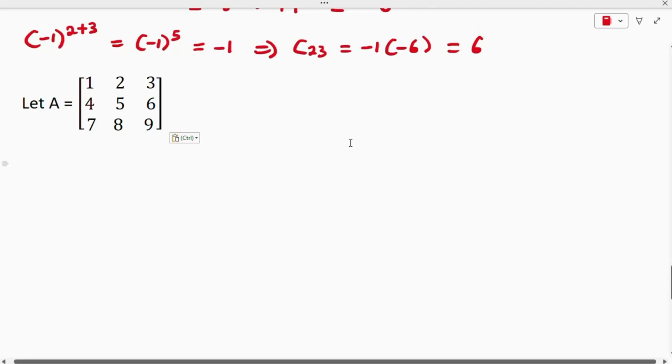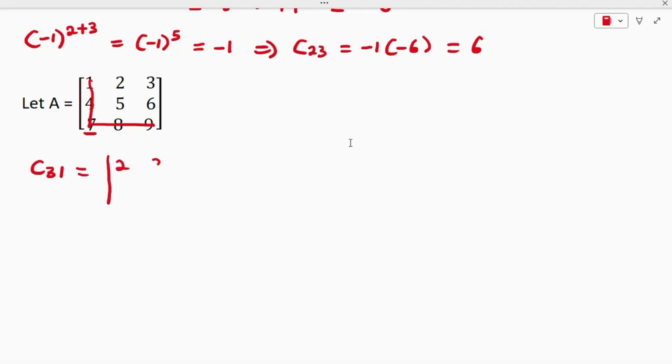So for the third row, we have C31, and we have this to be C31. So this is going out and this is going out. So we have this to be 2, 3, 5, 6. And if we look for the determinant, we have this to be 2 times 6 minus 3 times 5.